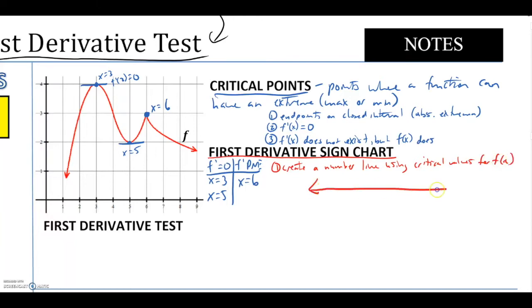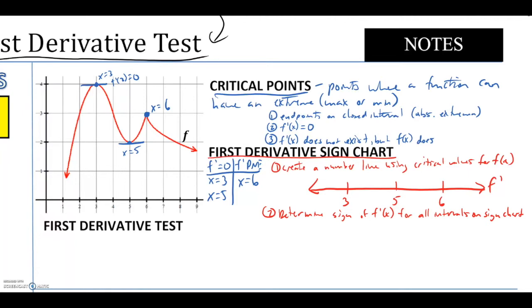So I'm going to create a number line. On the end, I'm going to label it f prime to show that we're talking about the first derivative. And I'm going to put those three values we have for our critical points, 3, 5, and 6. And what we're going to do after that is determine the sign for our derivative for all intervals on this sign chart. And how we're going to do that, we can determine the sign of our derivative by testing out values in between. So maybe something like, we can test out what's going on at x equals 2, 4, and so on down the line. Visually, it's going to be a lot easier.